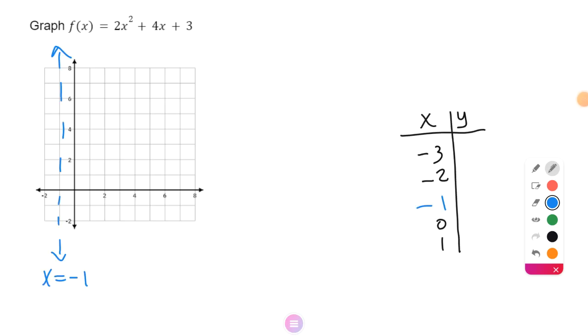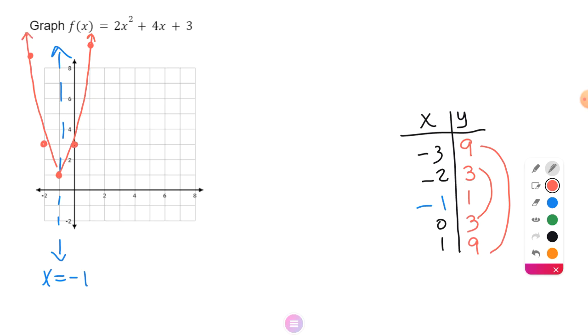All right, so my y values were 9, 3, 1, 3, and 9. A good way to confirm that you have your vertex correct and your axis of symmetry is that you should see that the points are mirror images of each other. So let's plot those. Negative 3, 9 is slightly off the graph. Negative 2, 3. Negative 1, 1. 0, 3. 1, 9. All right, there we go.